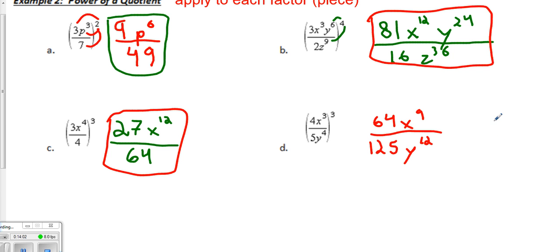So we can't do any sort of canceling out here. We can't take out any numbers. 64 over 125 is as simple as it's going to get. And we can't take out any of our variables. So this is our simplified answer.